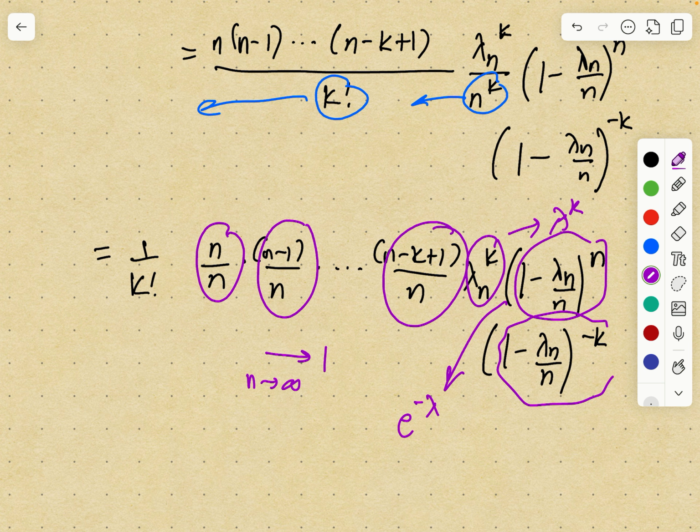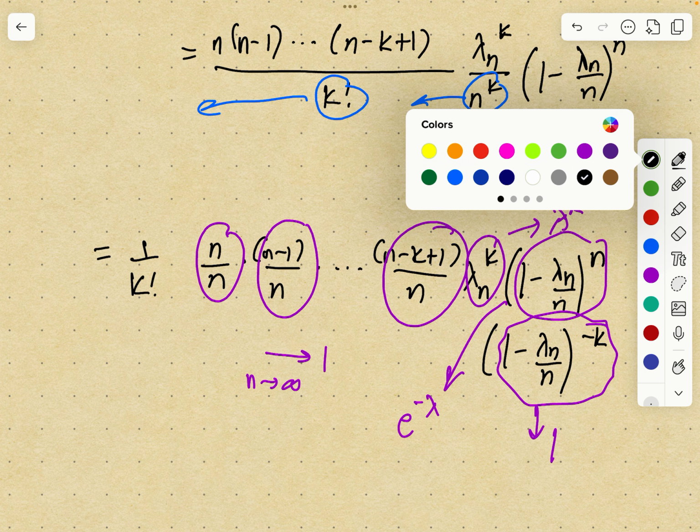And then what about the 1 minus lambda sub n over n to the minus k power? Well, k is fixed, right? The exponent is not changing as n changes. The lambda sub n's are changing, but they are approaching lambda, and the denominator n is approaching infinity. So the thing inside the parentheses approaches 1. So this term is approaching 1 to the minus k, which is 1. So that's going to go to 1 as n goes to infinity.